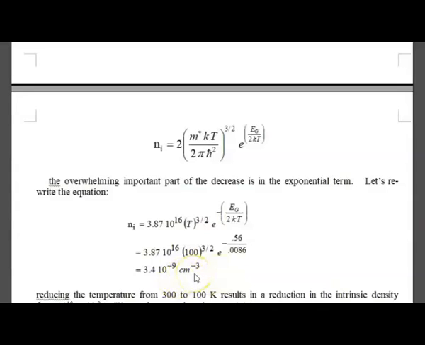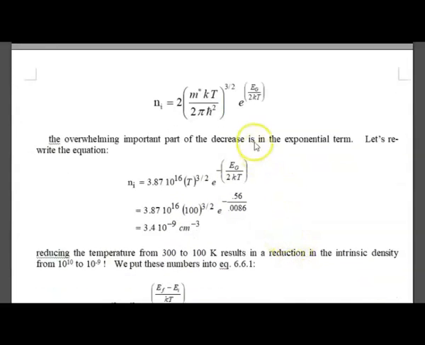Now let that sink in a little bit. At room temperature, if we put in the values for room temperature here, we get 10 to the plus 10. If we put in 100 Kelvin rather than 300 Kelvin, we get 19 orders of magnitude less. Quite a dramatic reduction indeed. And that's because that exponential tail, remember the Maxwell-Boltzmann distribution, depends very, very heavily on temperature. So if we lower the temperature, that tail just almost goes away. And that's what we're seeing here.